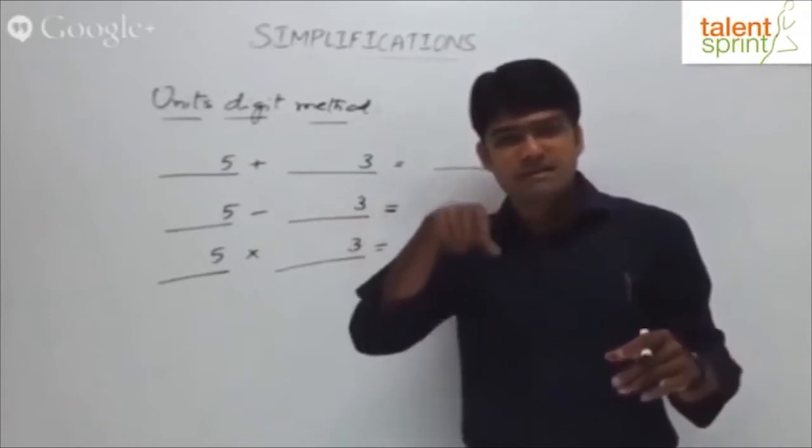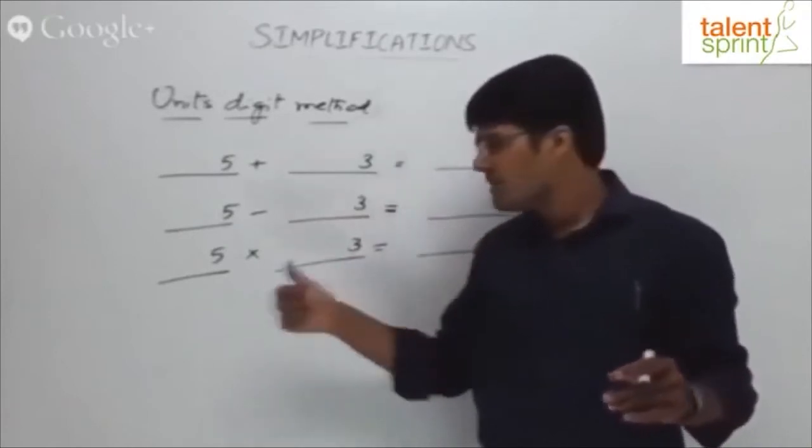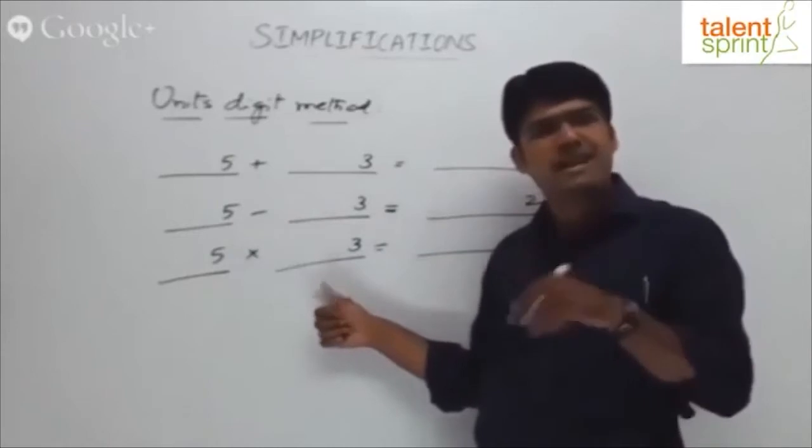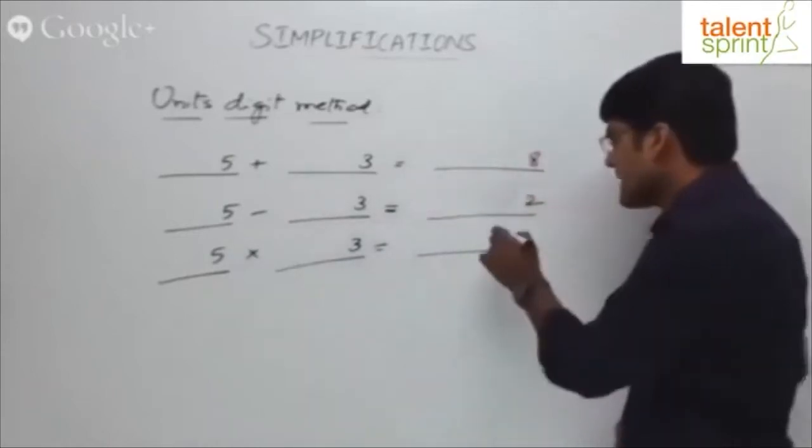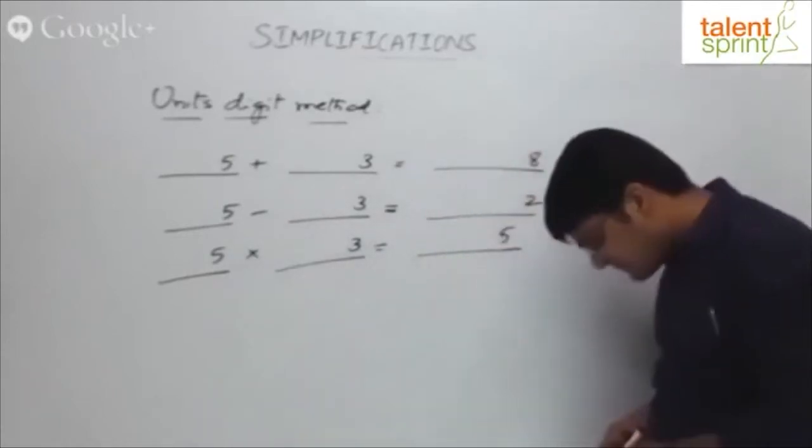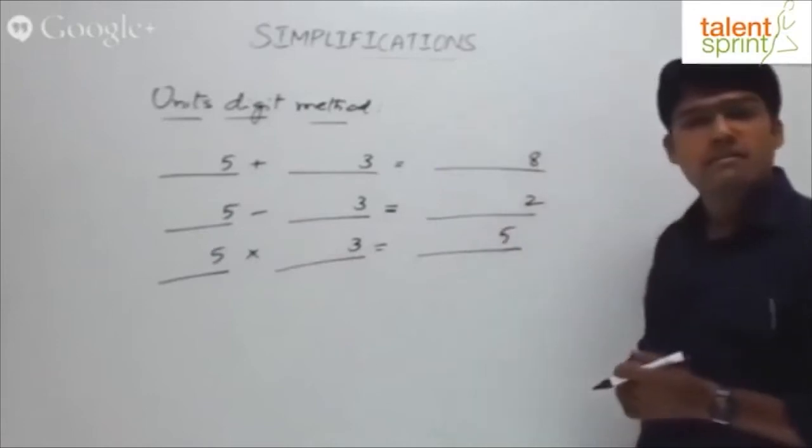First multiply the vertical number there, the unit places. So 5 into 3 is 15. We take 5 in the answer, and 1 gets carried forward. So the answer here will end with 5. Yes or no? The answer will end with 5.